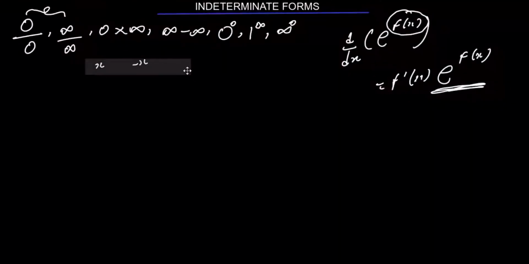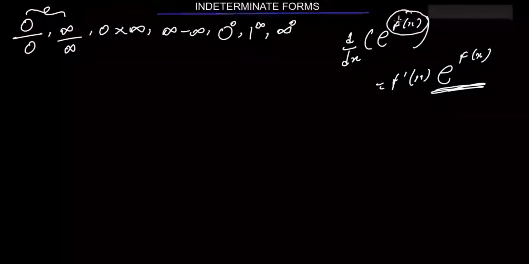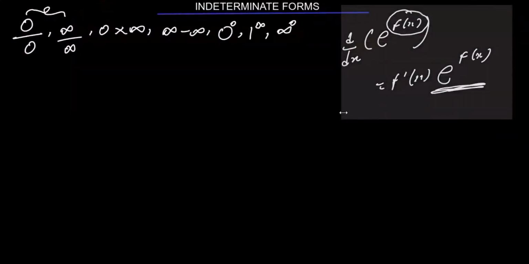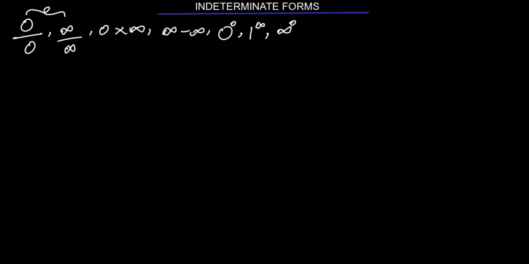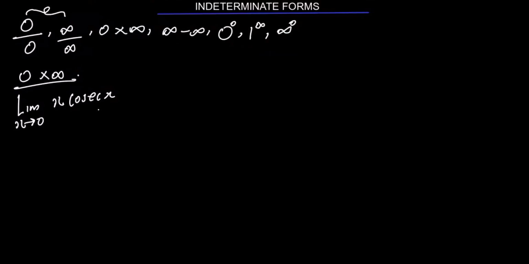So let's take a look at another indeterminate form. What other indeterminate form? If you have 0 multiplied by infinity, how will you come out? How will you go about this indeterminate form? Let's see. If I have the limit as x tends to 0 of x cosec x, how do we solve this? This is very simple.